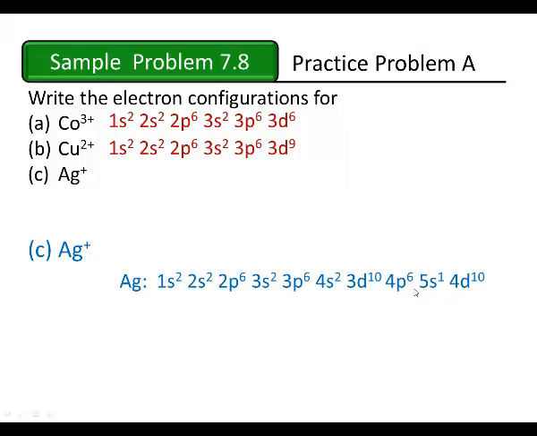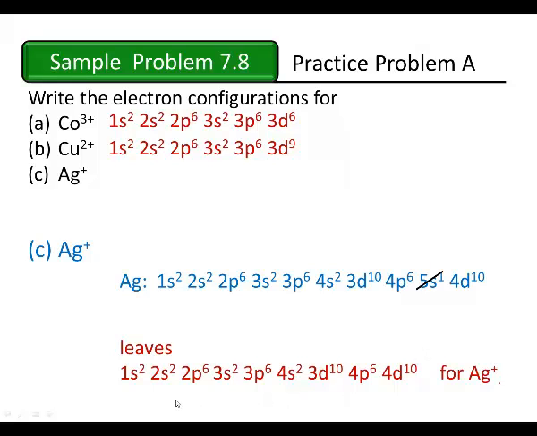4d10. So here's the anomalous part of that electron configuration, and that looks very similar to copper in our previous exercise. In this case, since our charge is just +1, we only need to remove one electron, and that electron will be the 5s electron. That loss will leave us with 1s2, 2s2, 2p6, 3s2, 3p6, 4s2, 3d10, 4p6, and then 4d10 as the electron configuration for the silver +1 ion.